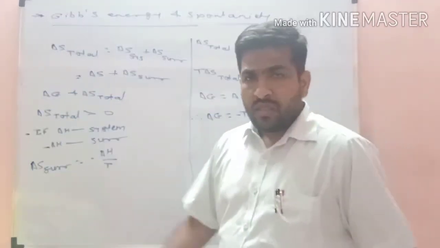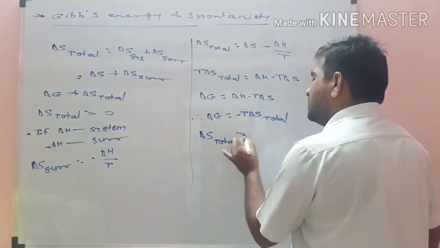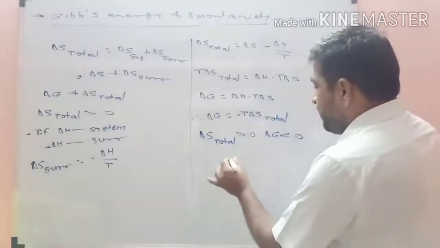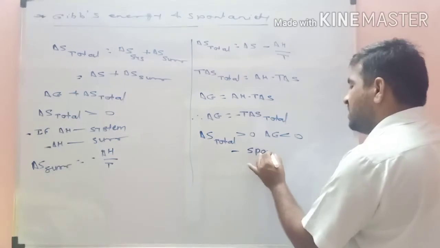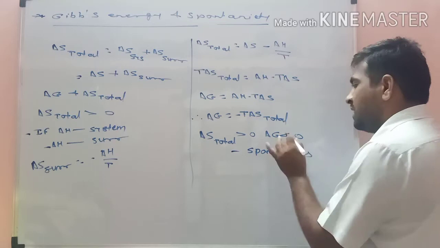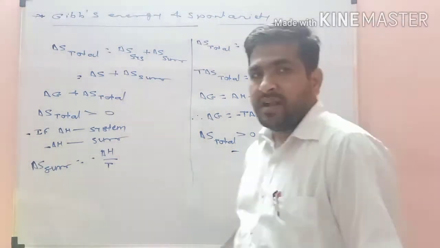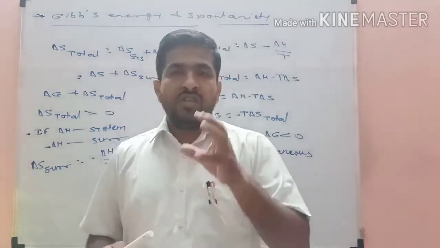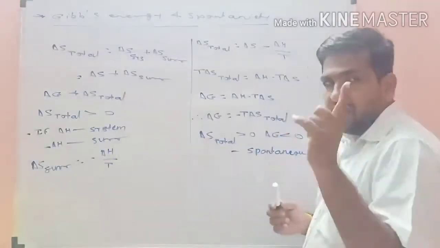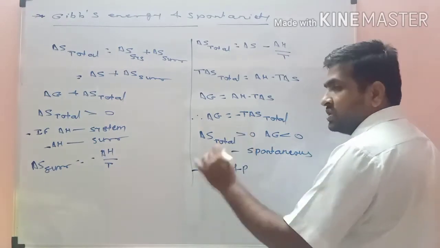If the total entropy change is greater than 0 and Gibbs energy is less than 0, the process is carried out. The process कैसी होती है? Spontaneous होती है. ख्याल में रखो, the total entropy change is greater than 0 and delta G is less than 0. The process is accompanying the कैसी होती है? Spontaneous होती है. At constant temperature and pressure.